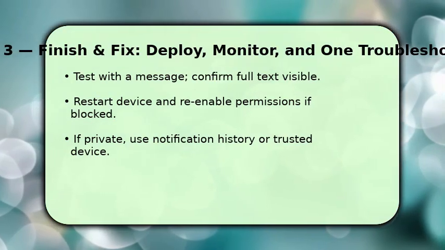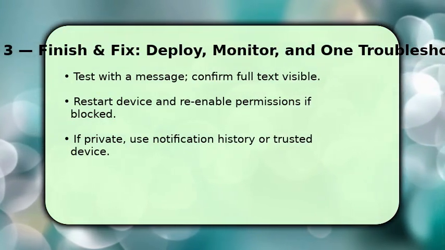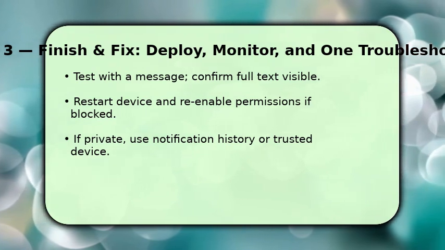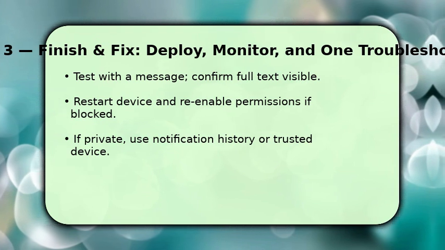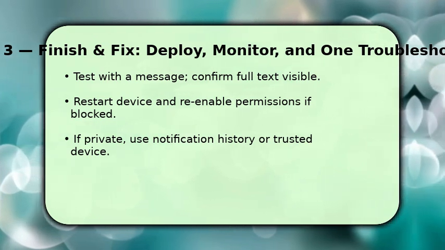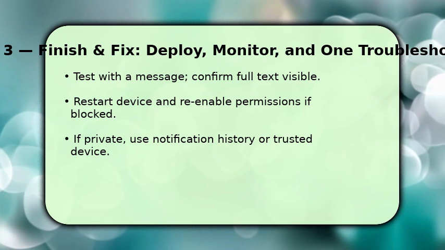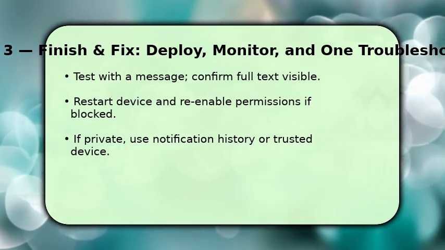Finish by testing. Send a message and confirm the lock screen or widget shows the full text and reply actions. If it fails, restart the device and recheck app permissions and notification access. Sometimes a reboot resets preview policies.